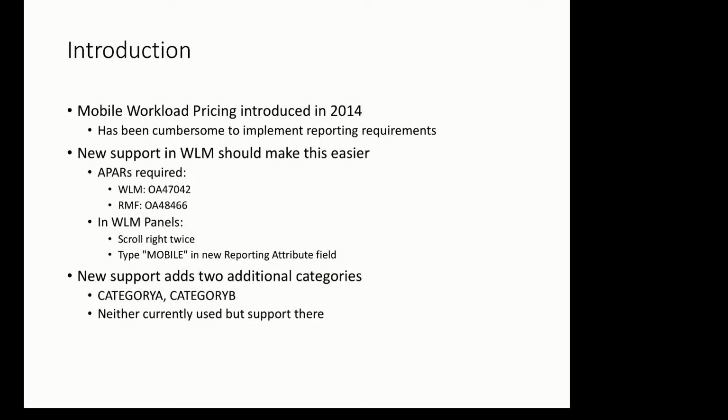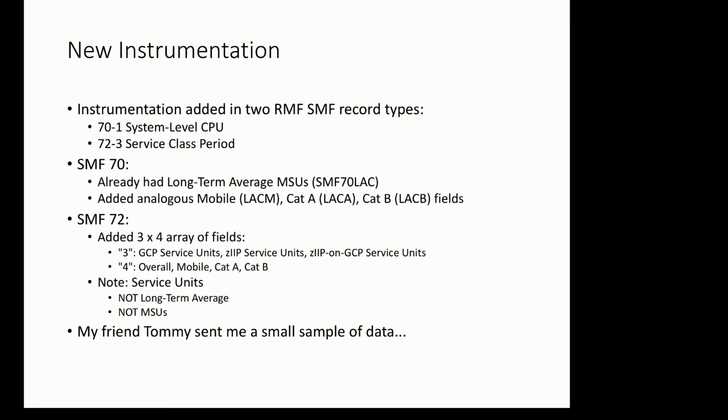This new support actually adds two additional categories called Category A and, imaginatively, Category B. Now, there isn't actually anything at the moment that uses Category A or Category B, and I'm certainly not hinting or pre-announcing anything by saying that.